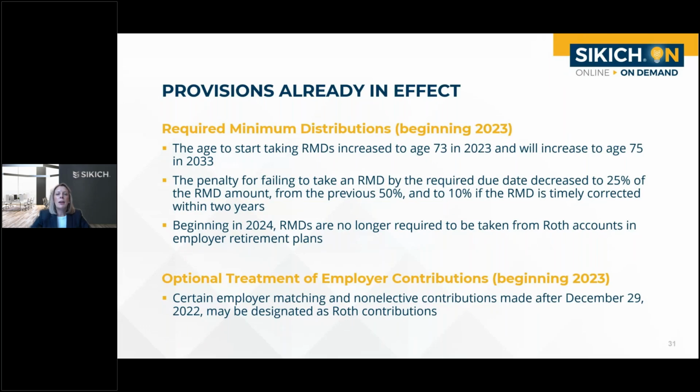The other provision that I wanted to call out here is the optional treatment of employer contributions. Beginning in 2023, plans have the ability to offer an option to participants to designate their employer matching or non-elective contributions as Roth contributions. After December 29th, 2022, this is an option that is voluntary for plans, which is why it's also important to make sure that plans are amending their plan document timely and notifying participants of their ability to take advantage of this provision. So next.